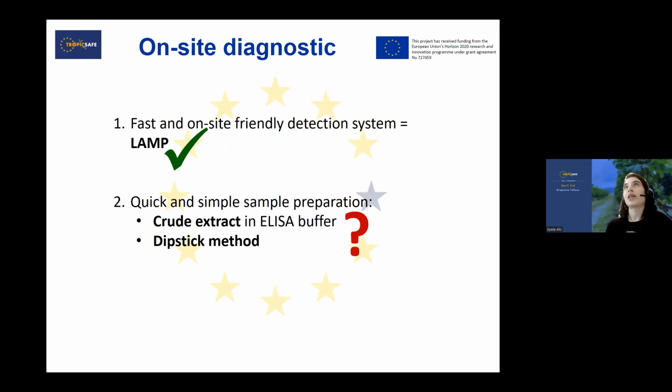The great advantage of the LAMP as a diagnostic method is that it can be used in on-site settings. It can be used in field. However, it must be paired with quick and simple sample preparation method that also can be used in field, so that it is useful for in-field settings. We tested two different sample preparation methods: crude extract in ELISA buffer and dipstick method. And both methods proved to be very good. They were easy and they paired very good together with our designed LAMP assay. So they gave very good result in the combination with our designed LAMP assay.